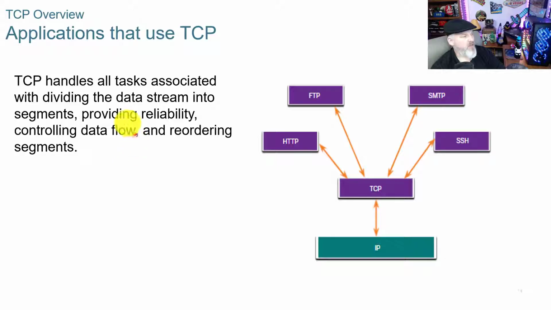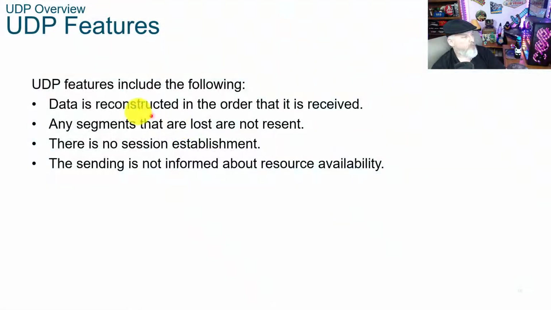Applications that use TCP. It handles all tasks associated with dividing the data stream into segments, providing reliability, controlling data flow, and reordering segments. So SSH, SMTP, FTP, HTTP, those are some of the protocols that TCP handles. Now let's take a look at UDP.